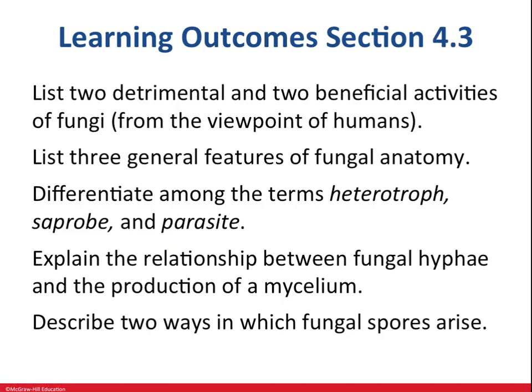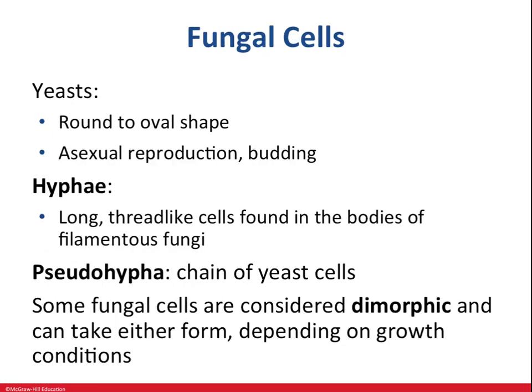Now let's study section 3, which is about fungus. Fungus cells have many different shapes. For example, yeast is round or oval in shape. Yeast uses asexual reproduction.